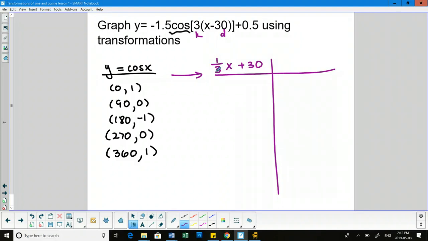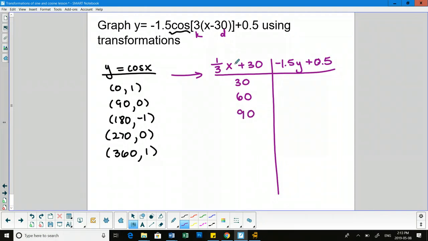Okay, does someone want to help us out with the y side here? Karen. -1.5y plus 0.5. Awesome. Okay, so we're gonna take all of our x's, third them, and add 30. So for the first one, we get 30. Second one, I'm getting 30 plus 30 when I plug in 90, which gives me 60. And then the next one, we're getting 60 plus 30, which is 90.